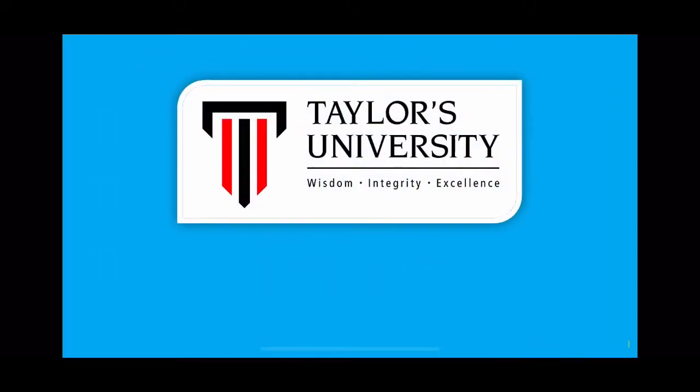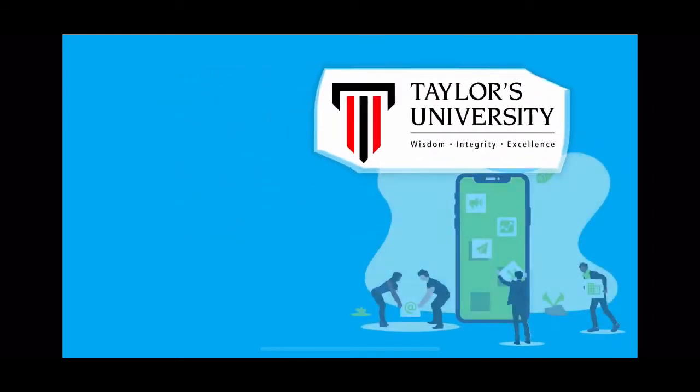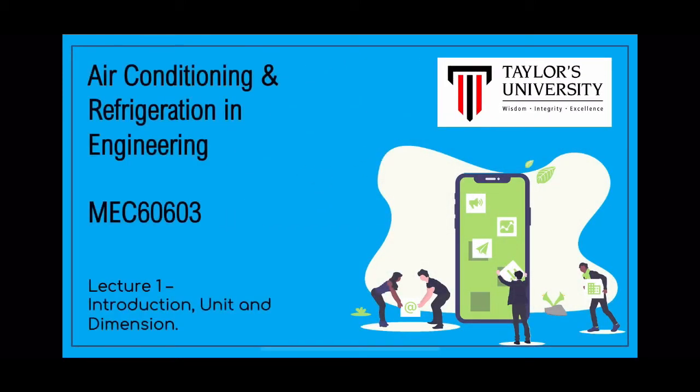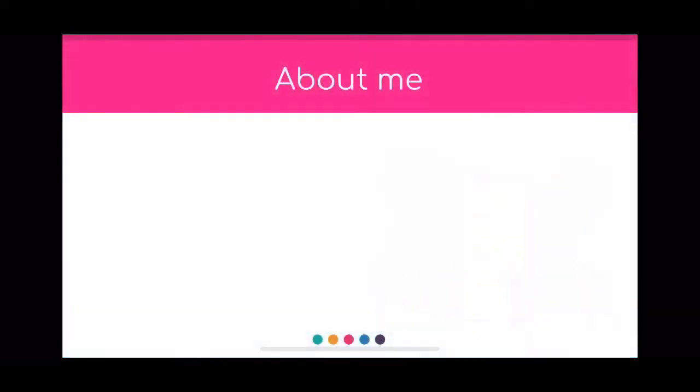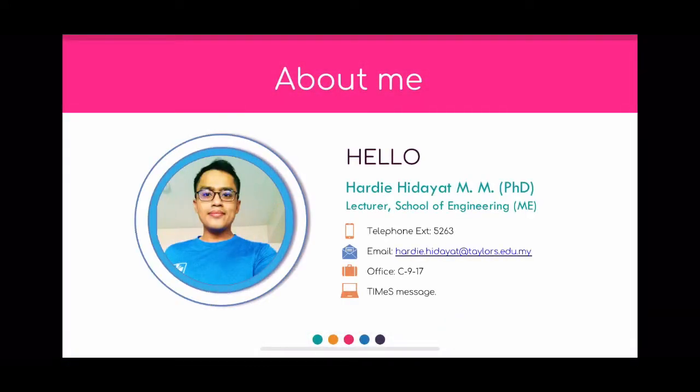Alright, welcome to my class. As I have there, the title of my lecture is Lecture 1, Introduction, Unit and Dimension, as you can see on the lower left section of my slide there. Alright, and this is about me. My name is Hardy Hidayat. Call me Dr. Hardy or Mr. Hardy if you like. My telephone extension is right there, 5263, whereby you can find it when you reach my office at C9, or Block C, Level 9.